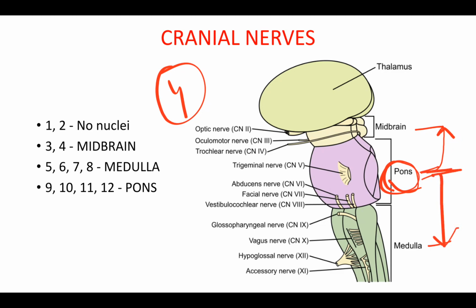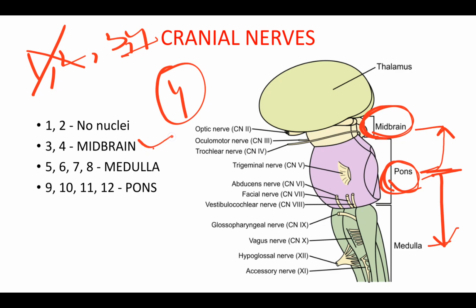Okay, so the first 4, 1 2 3 4, the first 2 cranial nerves do not have nuclei. Okay, so therefore the 3rd and the 4th ones reside in the midbrain. Okay, so 3 and 4 in the midbrain. I think I made a mistake here. It is pons and this is medulla oblongata.